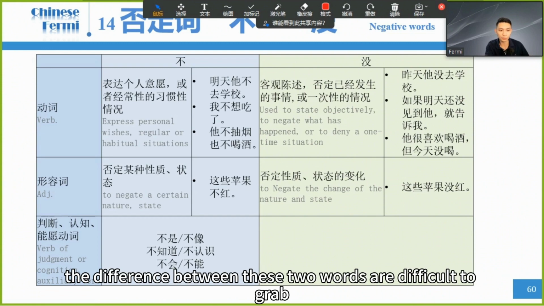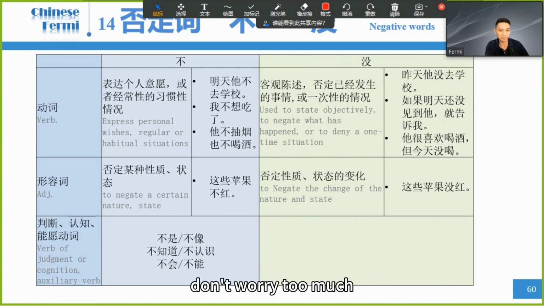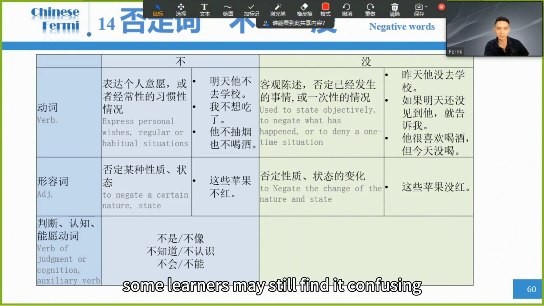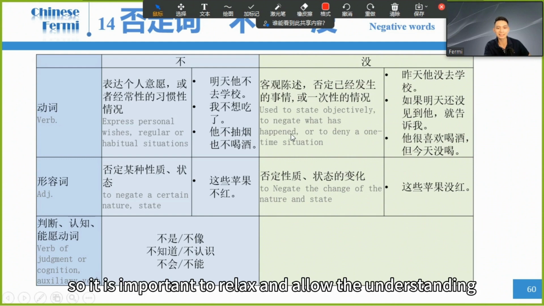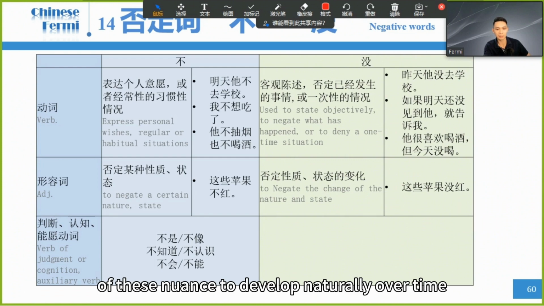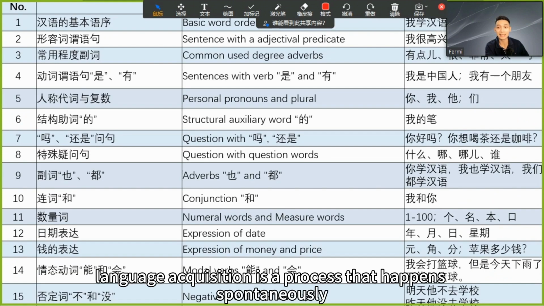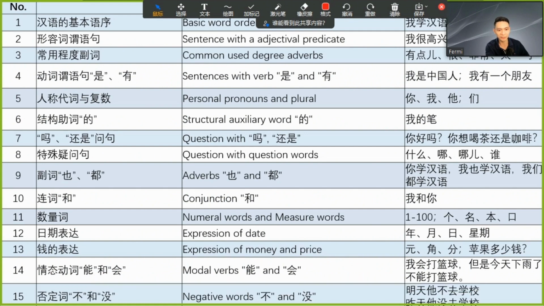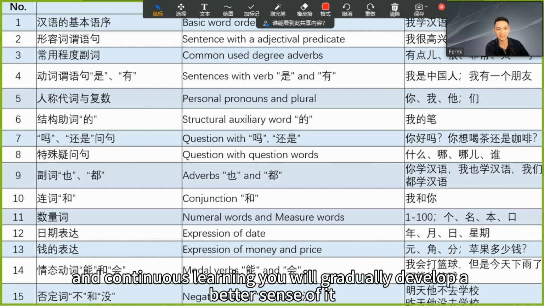If you still find the difference between these two words are difficult to grasp, don't worry too much. It is not necessary to master it completely at the beginner level. Actually, even in the intermediate or advanced level, some learners may still find it confusing. So, it is important to relax and allow the understanding of this nuance to develop naturally over time. Language acquisition is a process that happens spontaneously as we engage with the language and gain more exposure. With practice, exposure, and continuous learning, you will gradually develop a better sense of it.